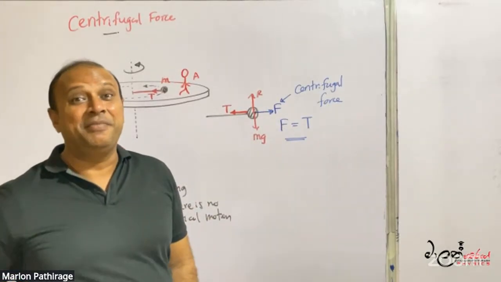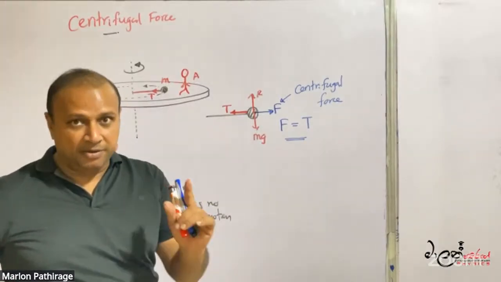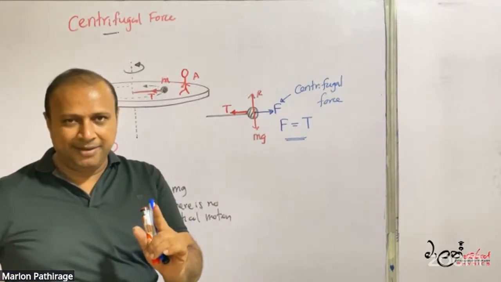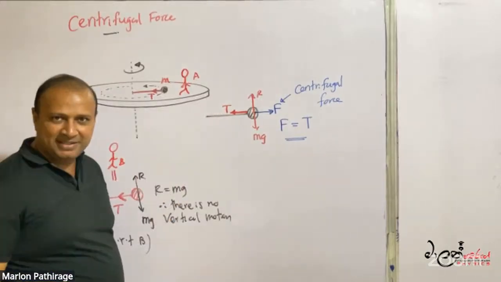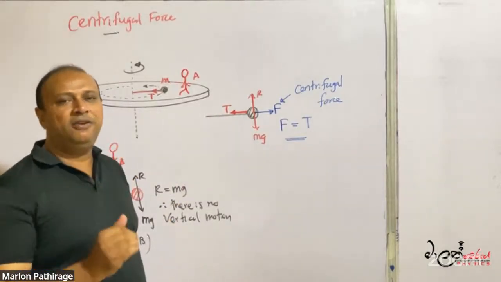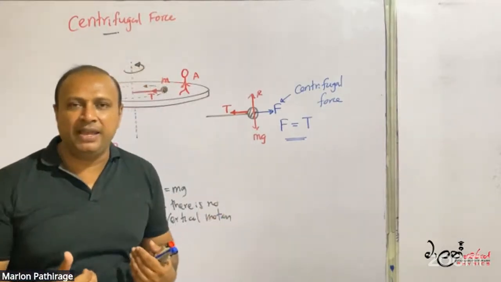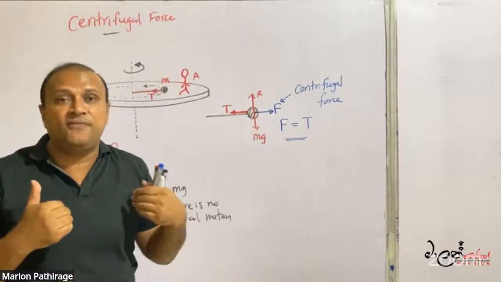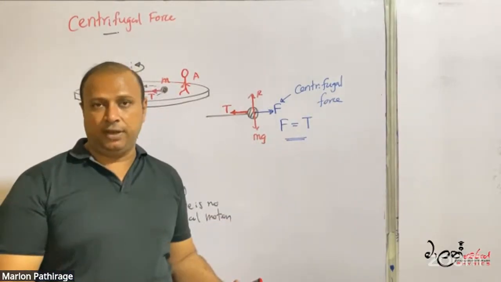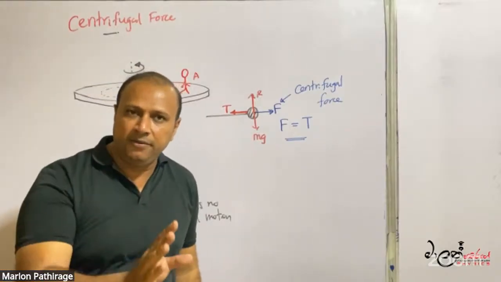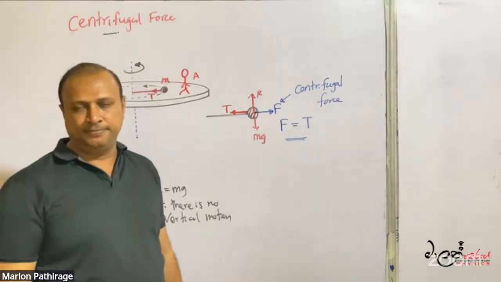These two are equal in magnitude. Right? But remember, we cannot mark centrifugal force when you are applying F equal ma. F equal ma is valid only for inertial frames. Therefore, when you apply F equal ma, you have to apply it with respect to the inertial frame.